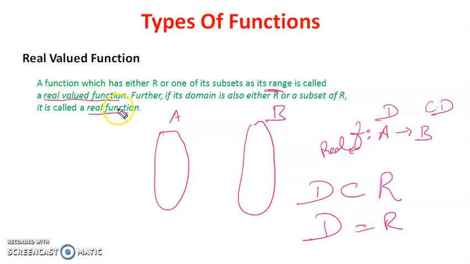Real function means, when the domain is fixed to the real numbers, or if the domain is a subset of real numbers, then we say it is a real function. This is called real valued functions. We'll be discussing some types of functions in 11th standard. In 12th standard, we'll be discussing a few more types, many to one function, one to one function. These we'll be discussing in 12th standard.